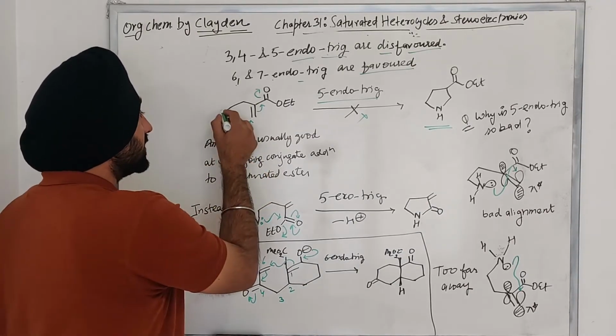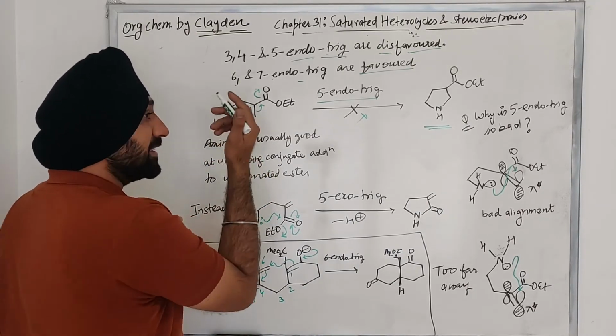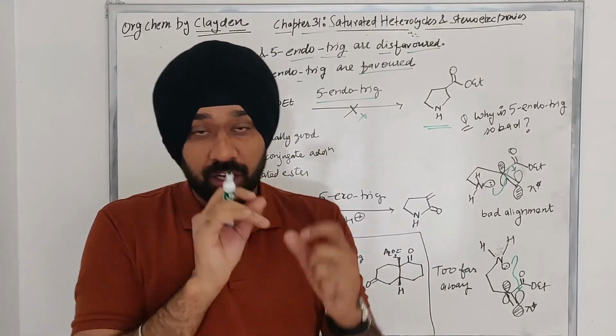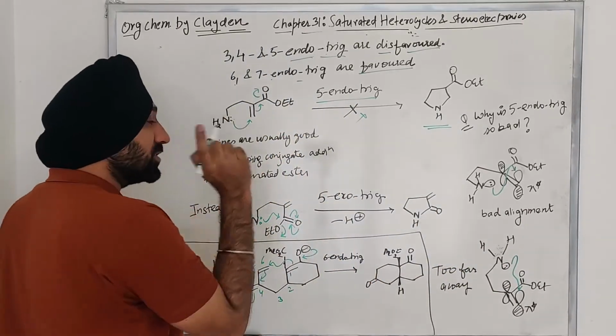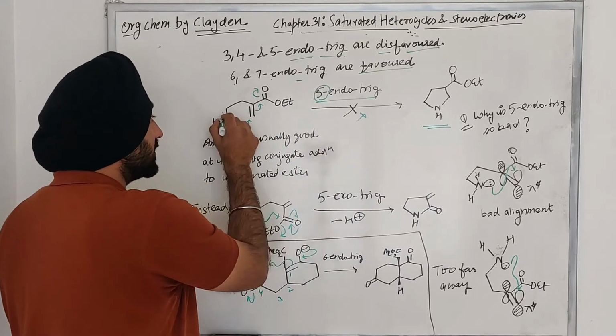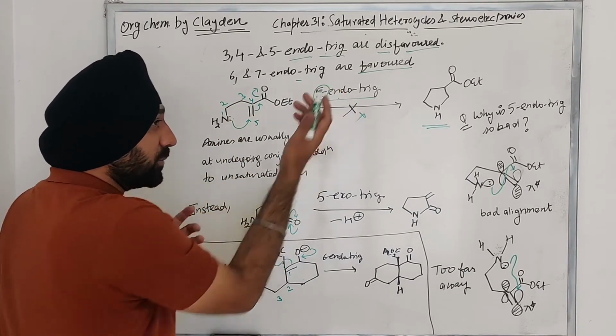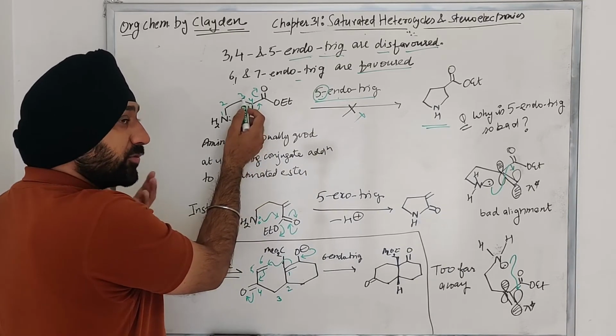हमेशा मैंने बोला था, first is the nucleophilic center जहां से attack हो रहा है, वहां से हम numbering करते हैं. So the first is always the ring size. So this is 1, 2, 3, 4, 5. So we are forming 5 ring size. Endo means outside. यहाँ attack होता है, it would have been exo.